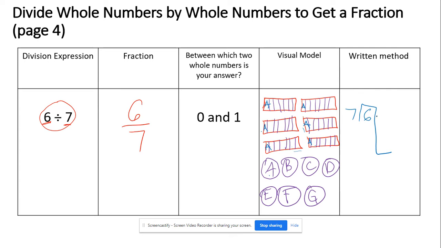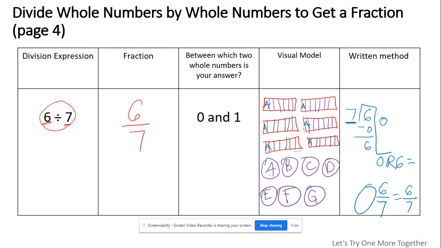We know 7 can go into 6 0 times. 7 times 0 is 0. Subtract, our remainder is 6. So we have 0, remainder 6. When we're writing that as a mixed number, that would be 0 as our whole, because there's 0 wholes. Our remainder becomes our numerator, and the number we're dividing by, 7, is our denominator. So 0 and 6/7, which is equal to just 6/7. The same thing we got over here.